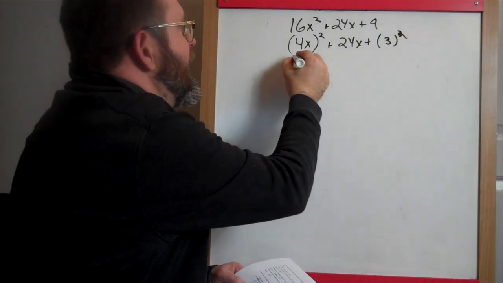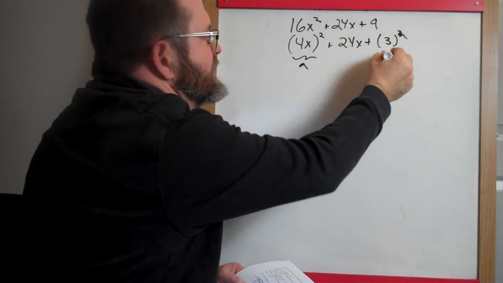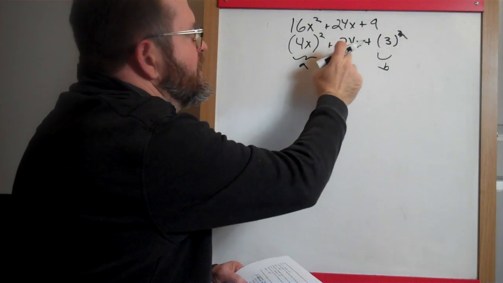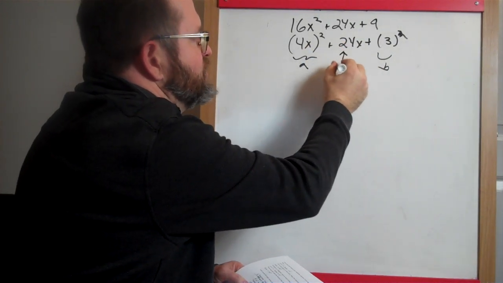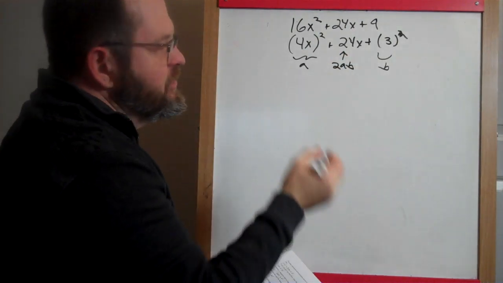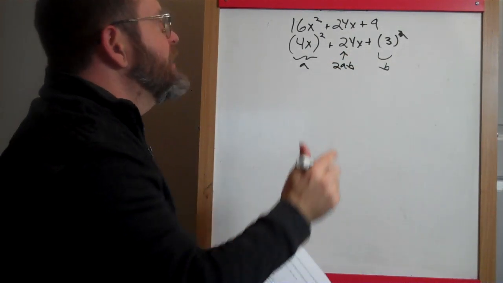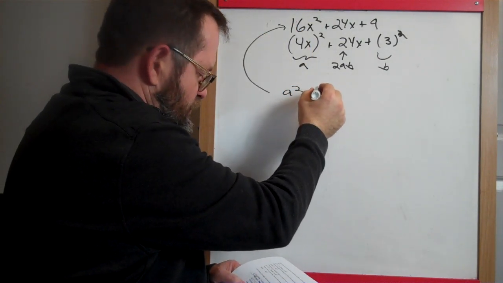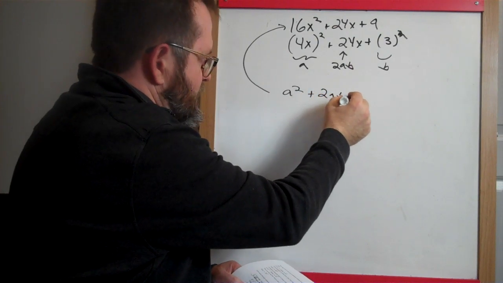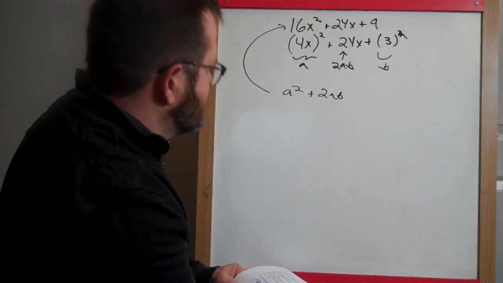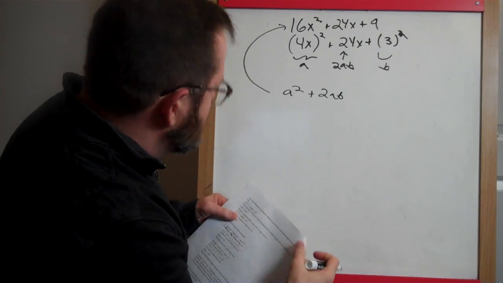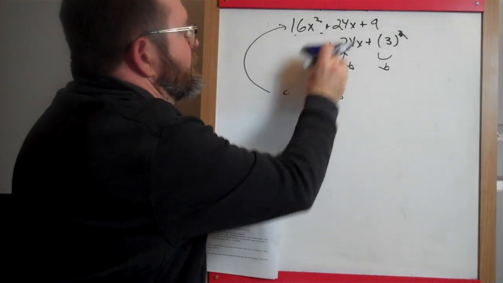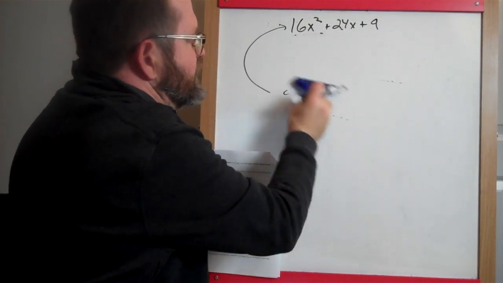We'll call this A, and we'll call this B, and A and B are related to this middle term as being 2AB. In other words, if you can come up with some A and some B so that this original expression can be written as A squared plus 2AB, well, let me fix this here. In my original handout, I got a little out of order of the steps. We're going to eventually do it the way I just showed.